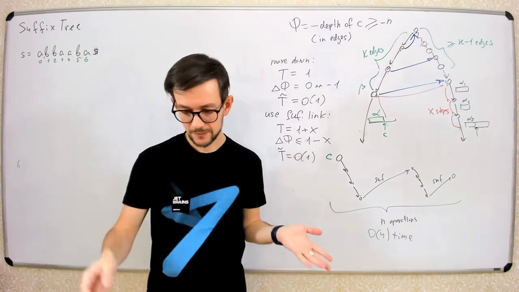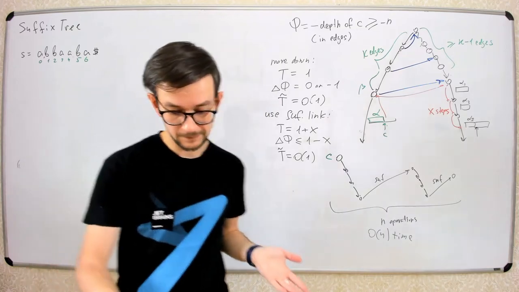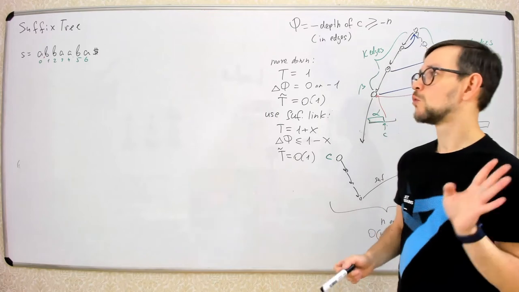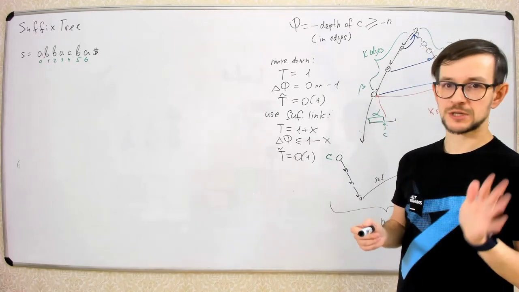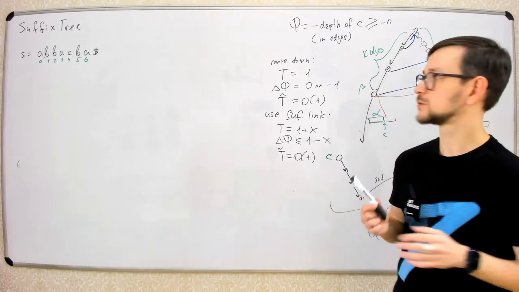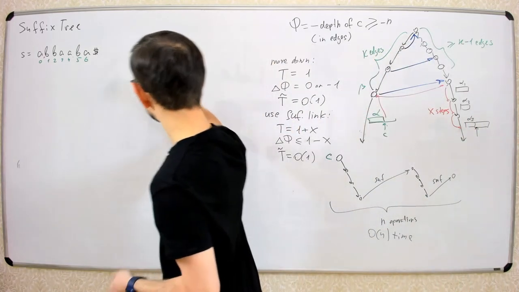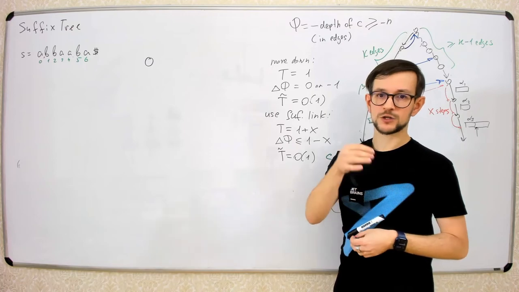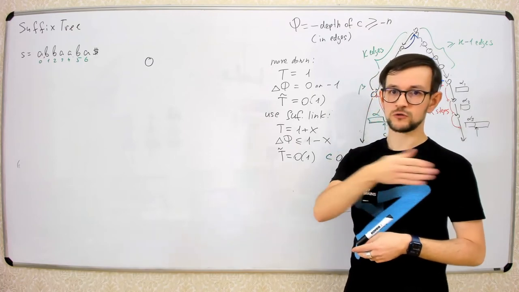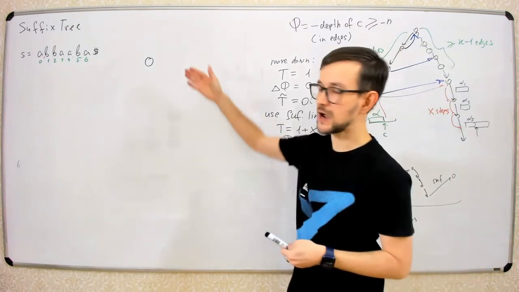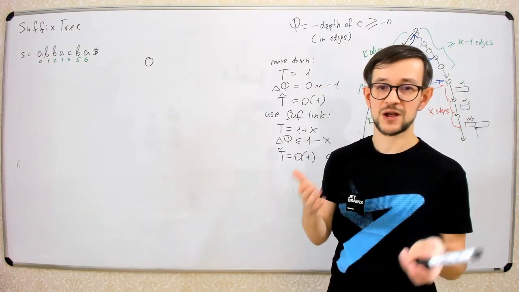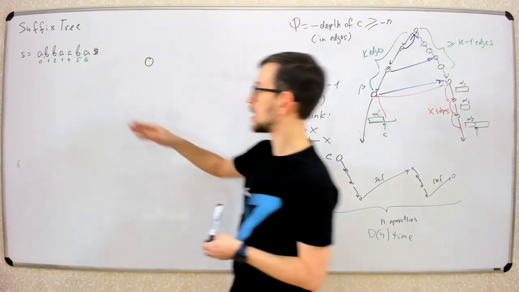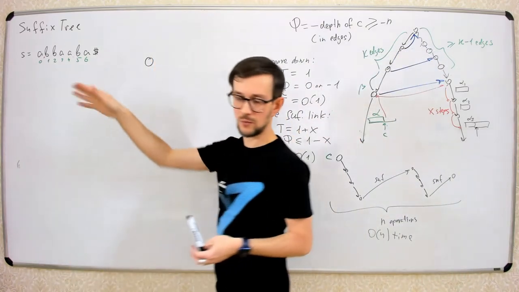Now let's move to the algorithm. Finally. The algorithm is actually pretty simple. What will we try to do? We will start with the empty tree. So first we'll have an empty tree. Now I will add the letters of my string one by one, going from left to right. Now I have a suffix tree for an empty string. And now I will add these letters one by one from left to right.